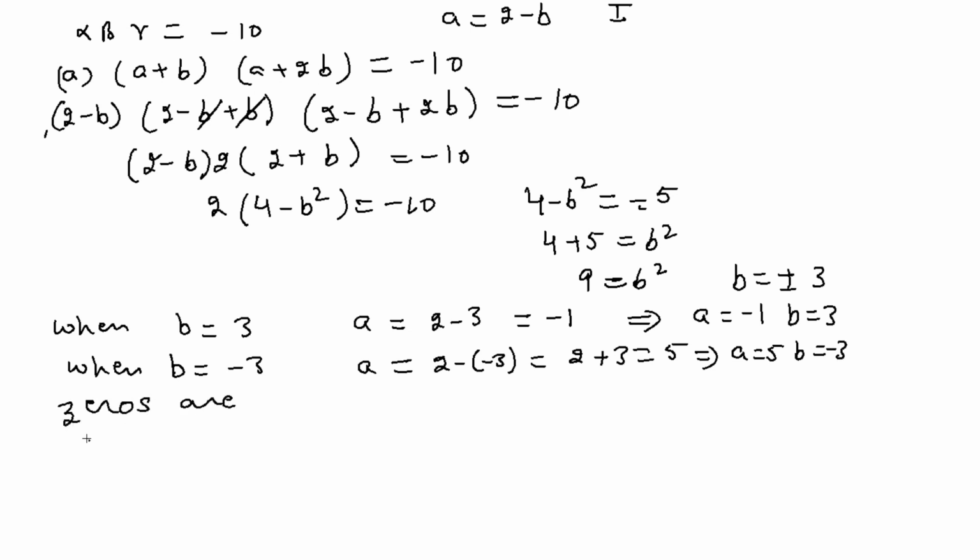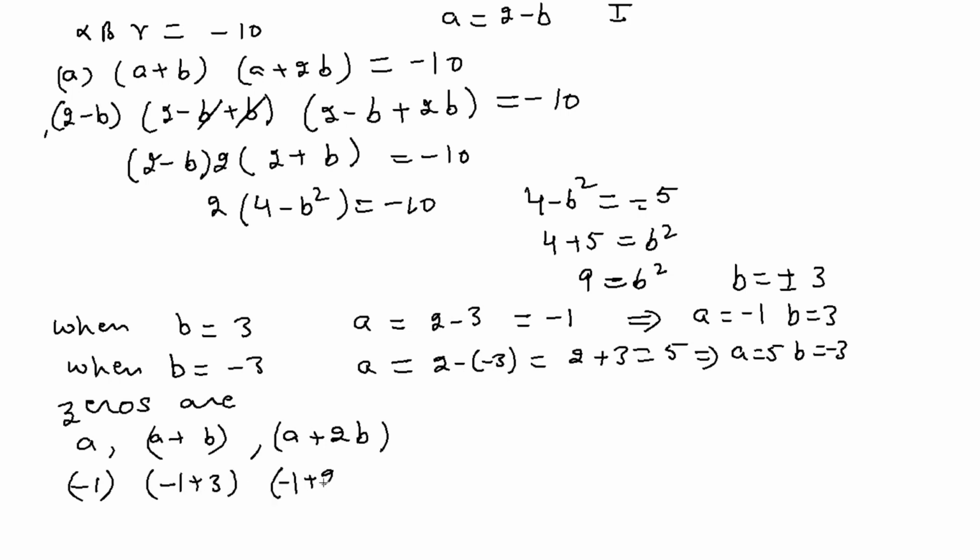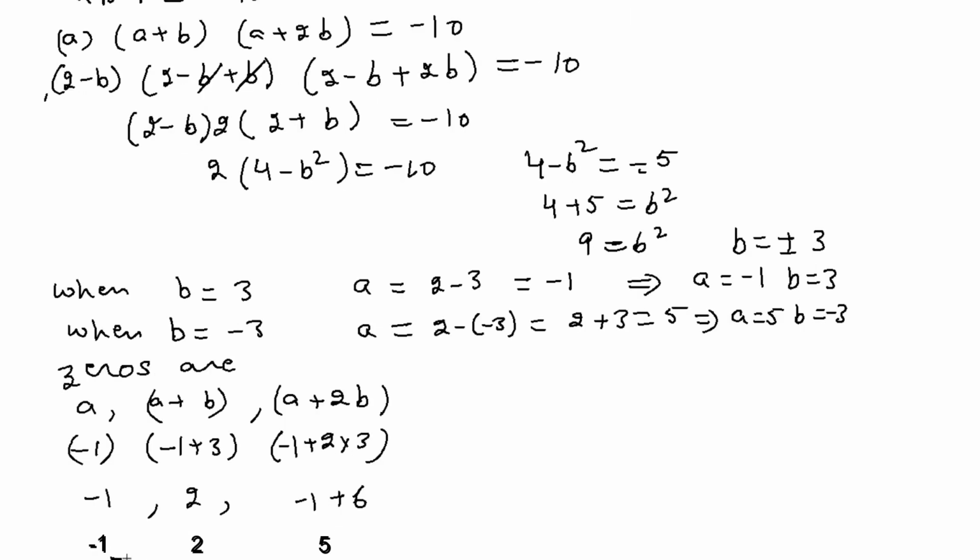Write the zeros: a, a plus b, a plus 2b. Just substitute the values. Instead of a, write minus 1. Instead of b, write 3. And you will get minus 1, minus 1 plus 3, minus 1 plus 2 into 3, which is minus 1 plus 6. The zeros will come out to be minus 1, 2 and 5.